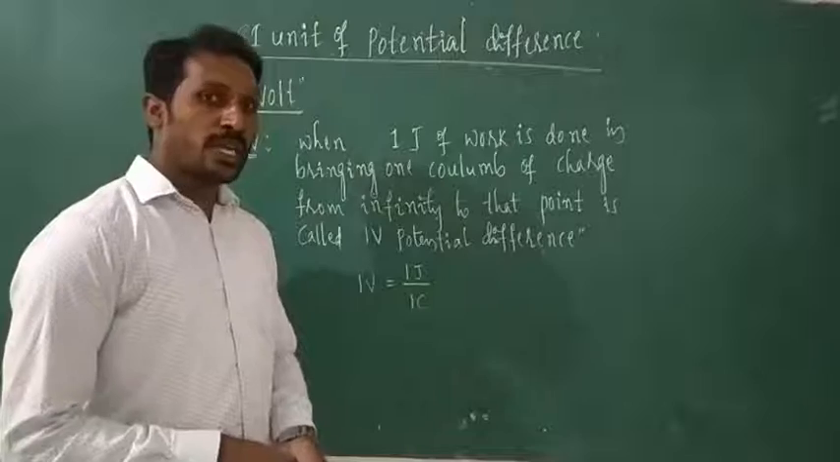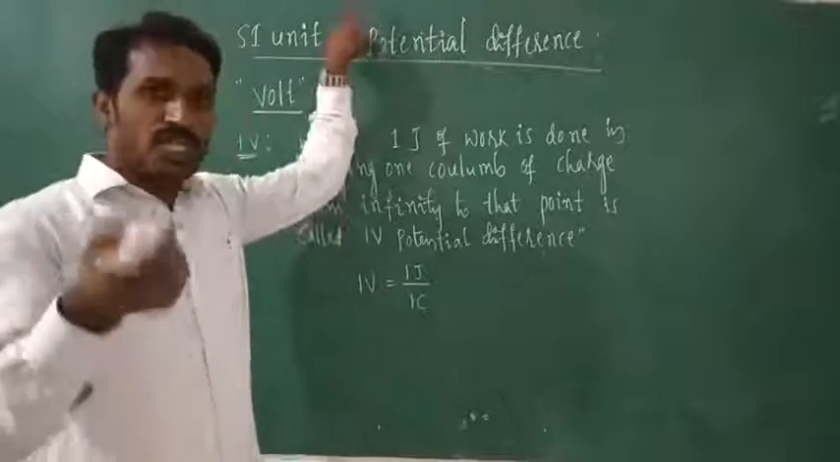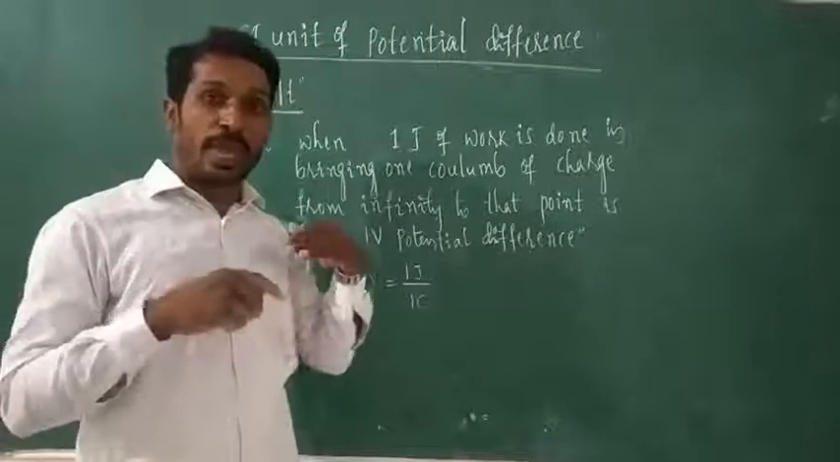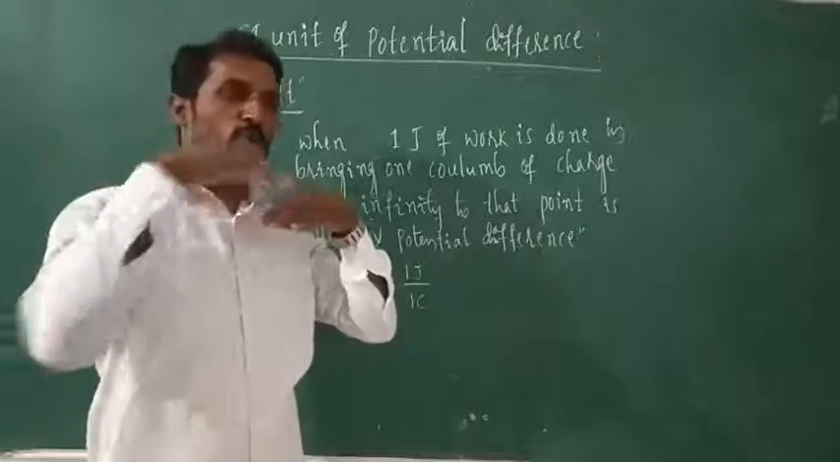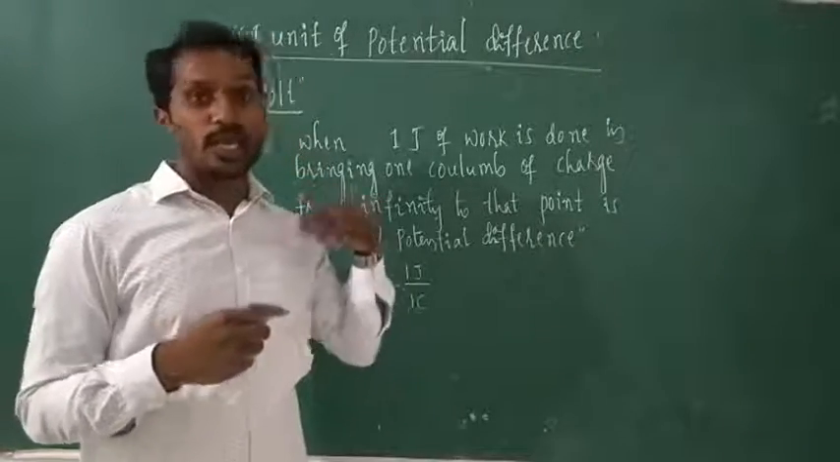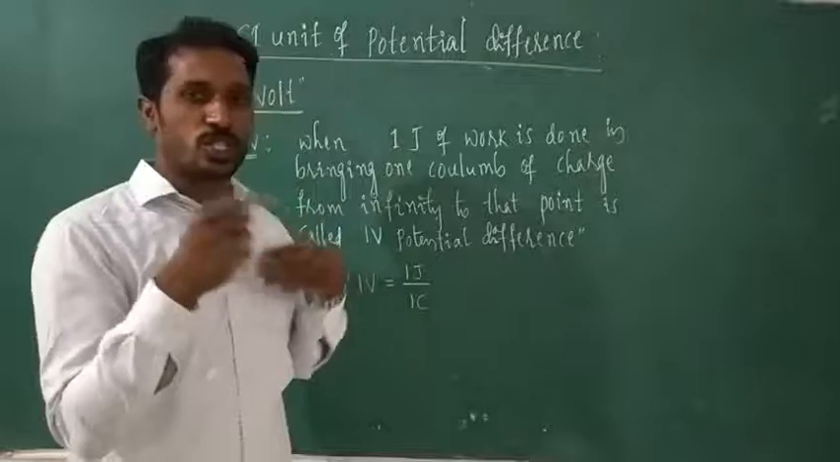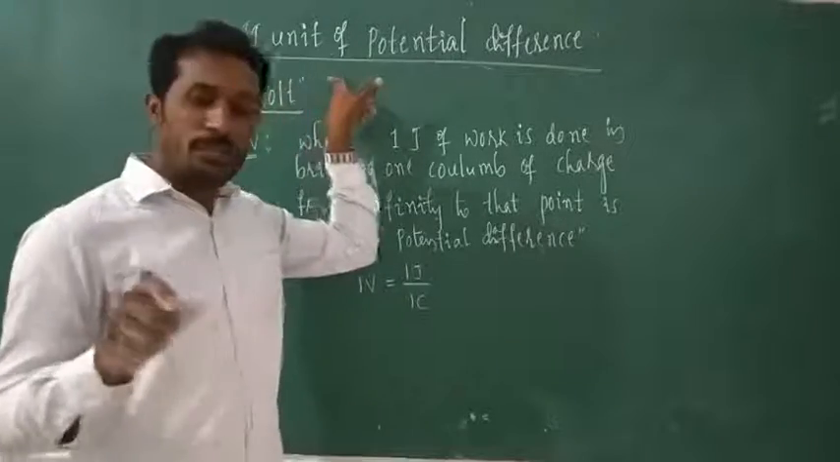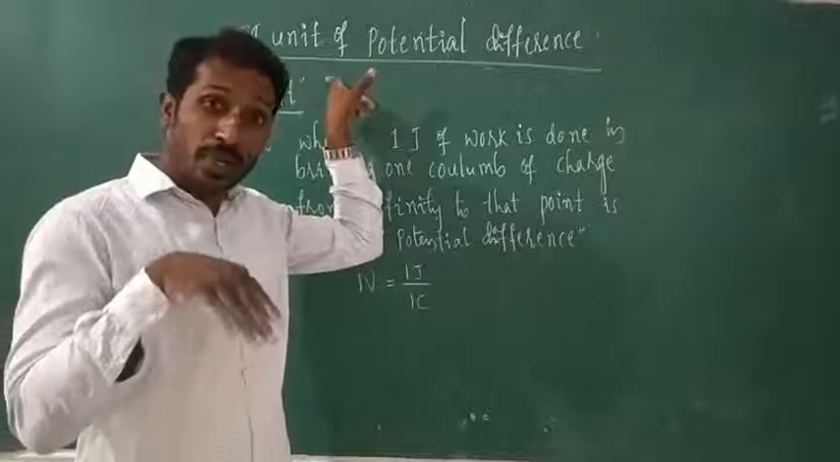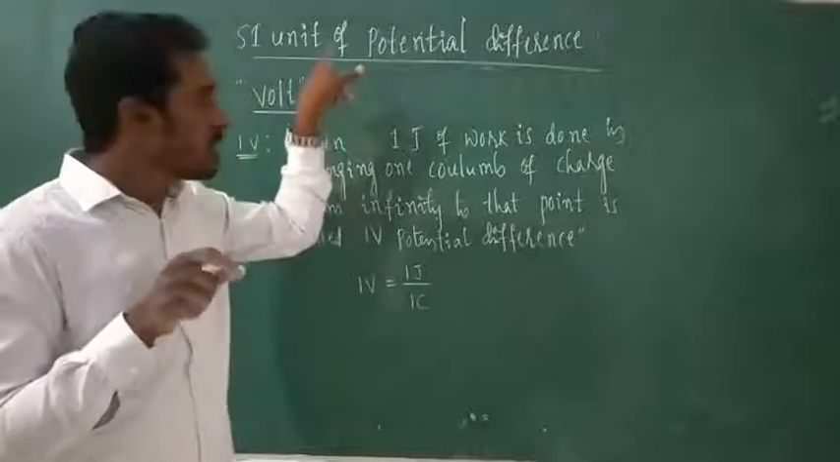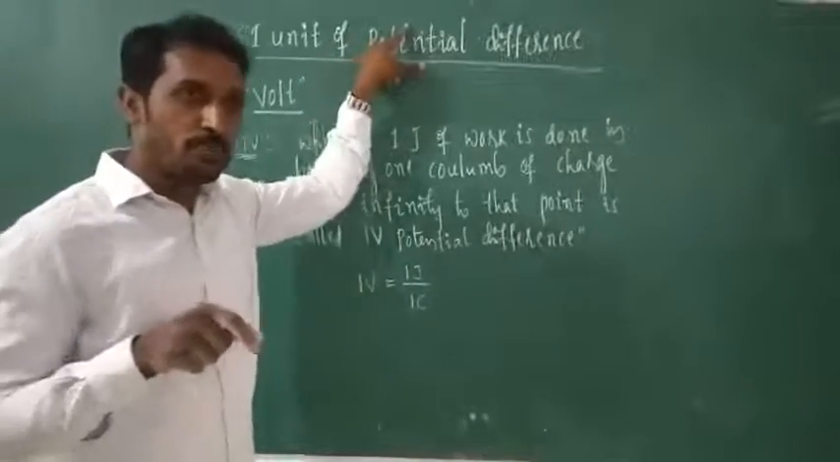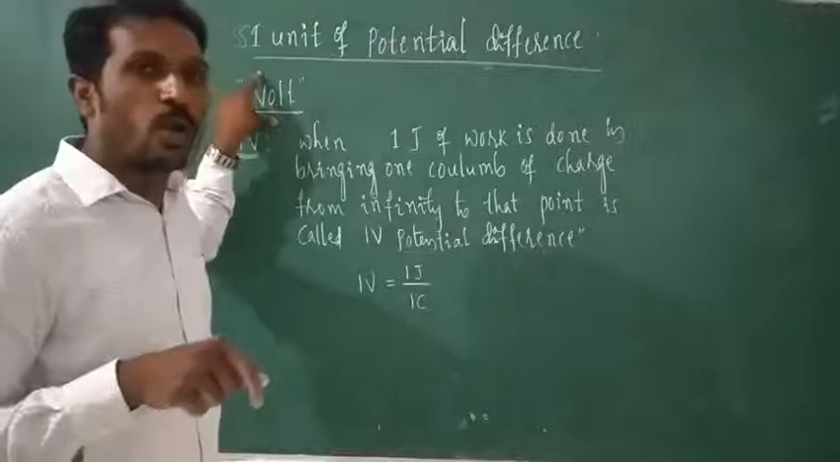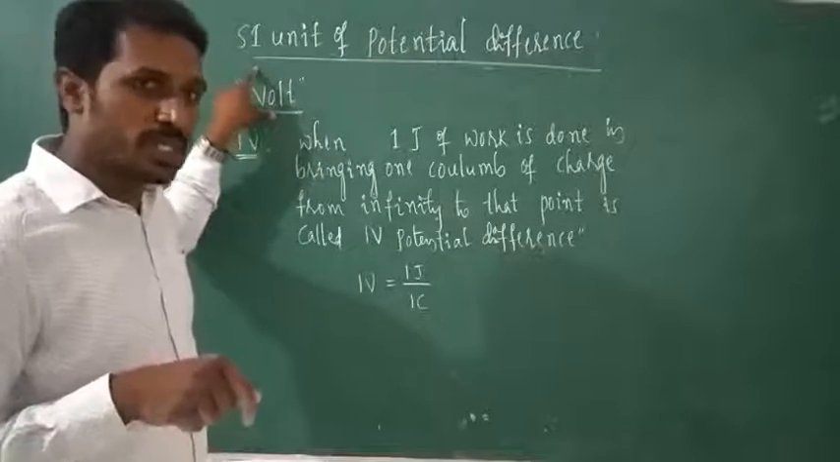Now we will learn the SI unit of potential difference. As you know, potential difference makes charges move from one point of the conductor to another point of the conductor. Once charges move, they produce electric current. To produce current, we must develop potential difference. This potential difference is measured using a unit called volt. It is also the name of the scientist.